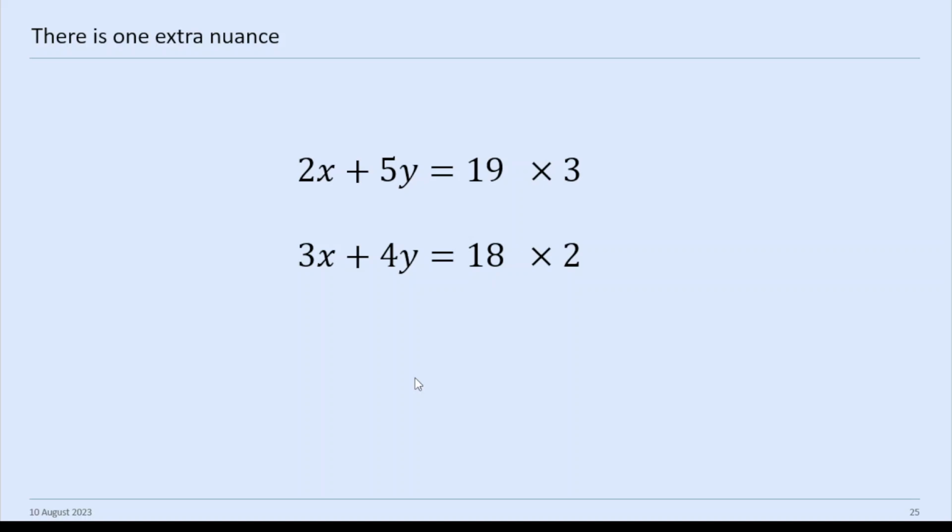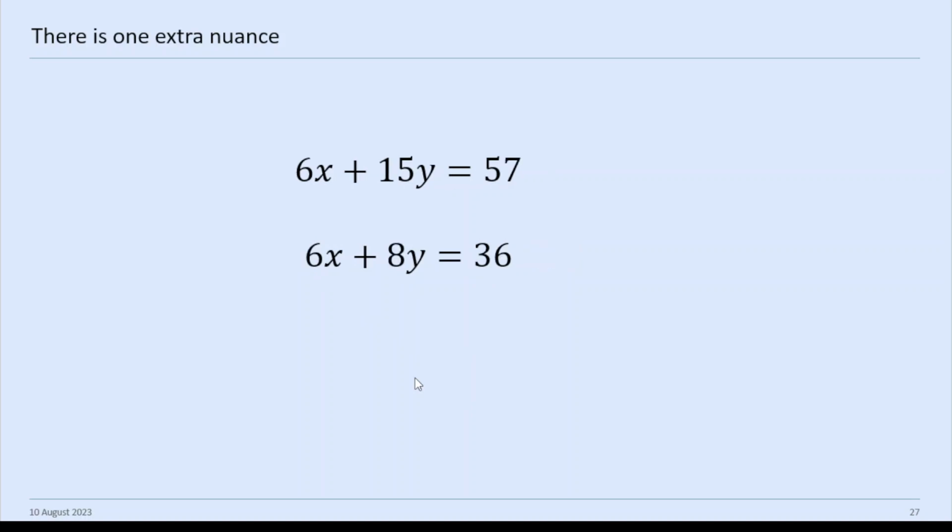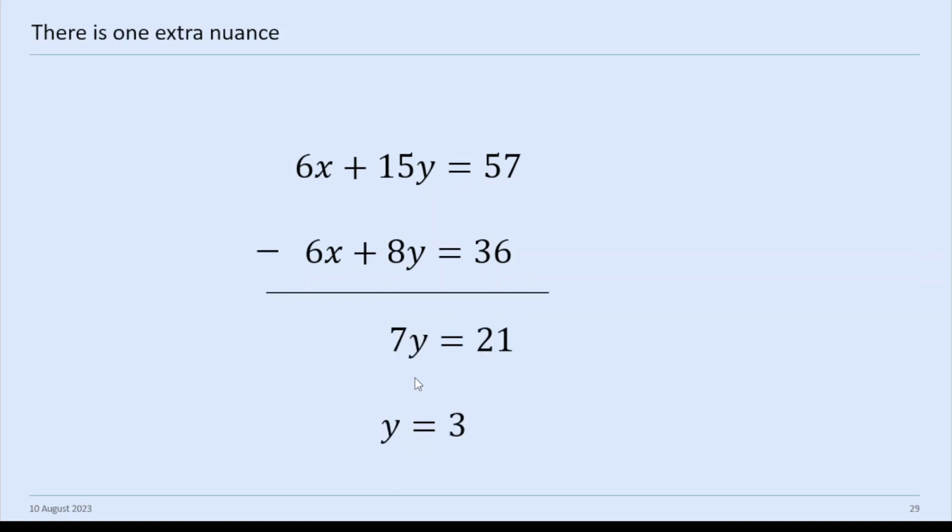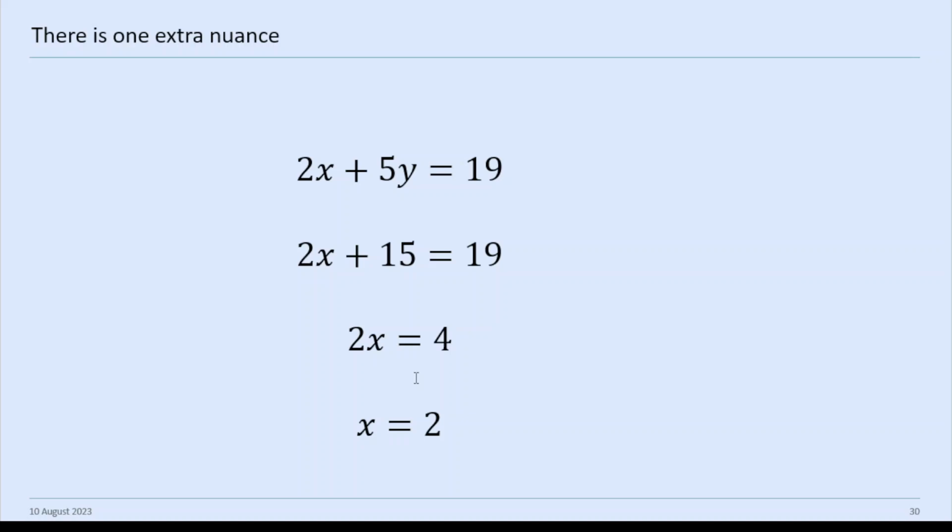So multiply the top one by 3, left and right, and you get 6x plus 15y equals 57. Then you multiply the bottom one by 2 on the left and the right, and you get 6x plus 8y equals 36. Now you can take the bottom one away from the top one, so you get 7y equals 21, because 57 minus 36 is 21. 7y equals 21, y equals 3. Then we go back to one of the original equations, any one of the original equations, we put in y as 3, so we get 2x plus 5y equals 19, which means 2x plus 15 equals 19, which means 2x equals 4, which means x equals 2.